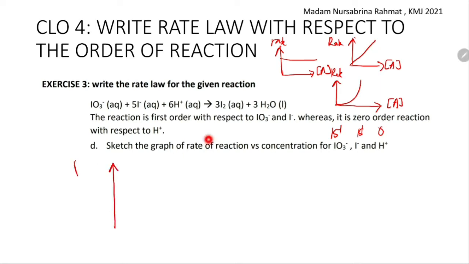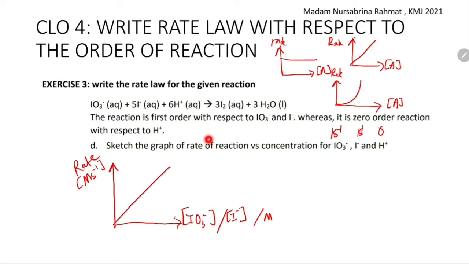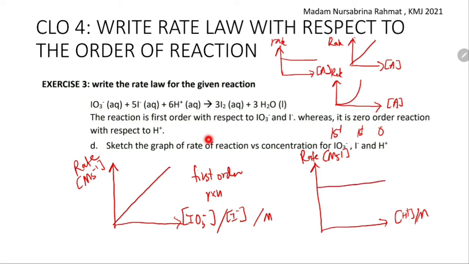So the y-axis is rate, the unit is molar per second, and then concentration. Okay, so IO3 negative and I minus are the same one, so I'm going to sketch the same graph per molar. It's a straight line starting from 0, so this is for your first order reaction. Whereas for my H plus, zero order, so it's just a straight line like this. Okay, so that is the graph for your first order and zero order reaction.